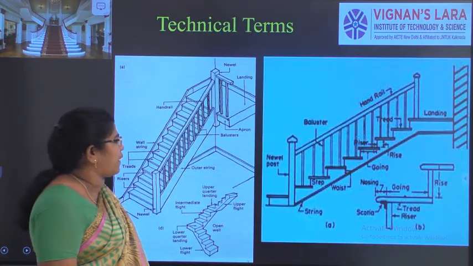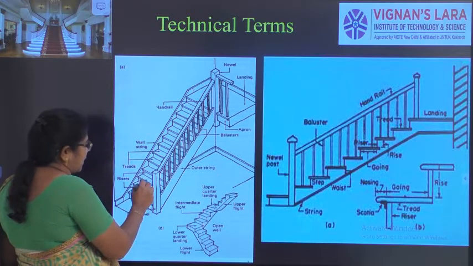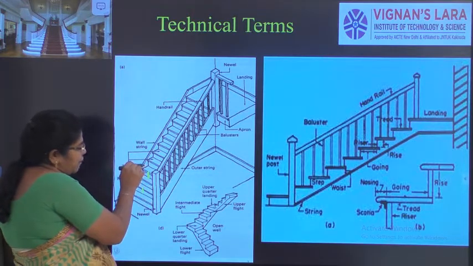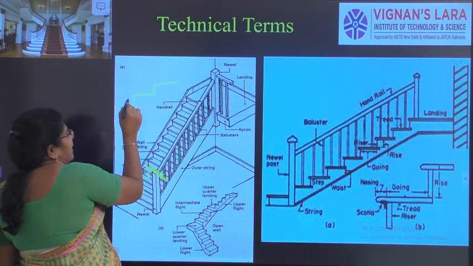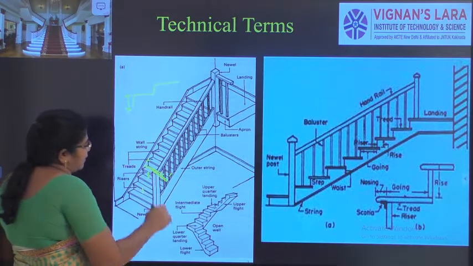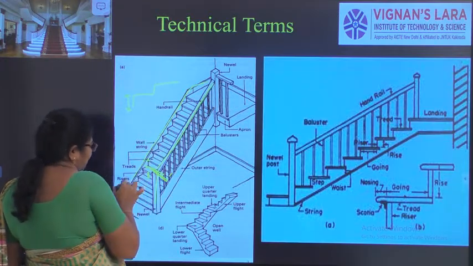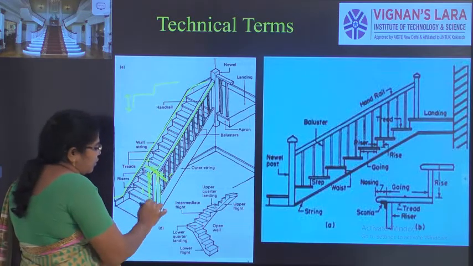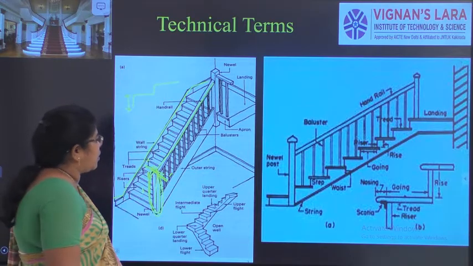So here we can see the technical terms. This we call a step, and this part I call a rise. This part I call a tread, right? So this we call a rise, and this I call a rise. Okay. This part I call a tread, and this one is the handrail. This part I call the handrail, and this one we call a newel post. The posts that hold the handrail fixed at both ends, we call newel posts.